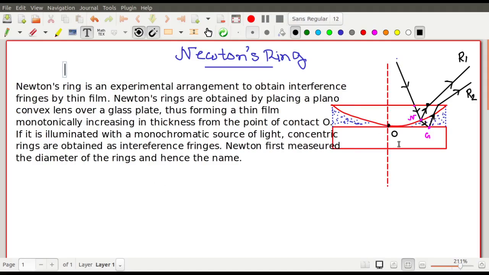So you see that there are two reflected rays that I obtain over here, and these blue dots actually signify that there is a thin film in between the glass plate and the plano-convex lens.